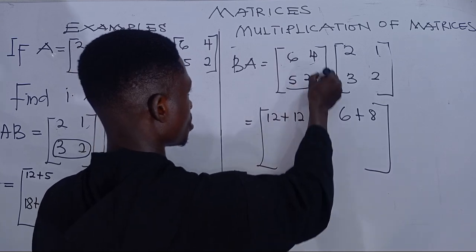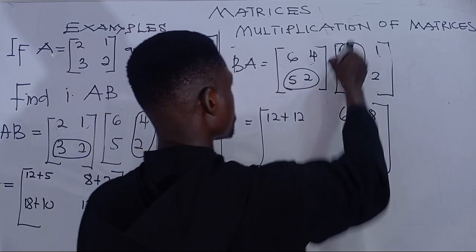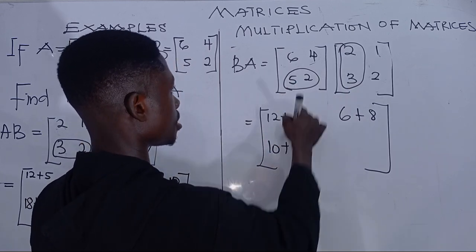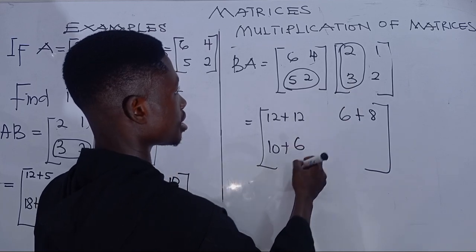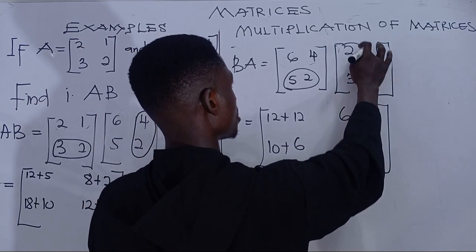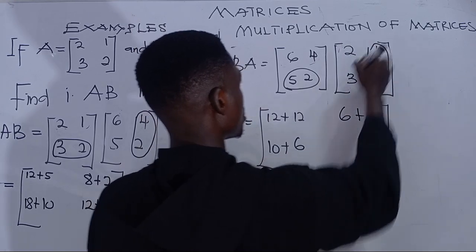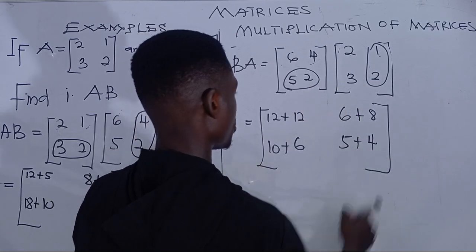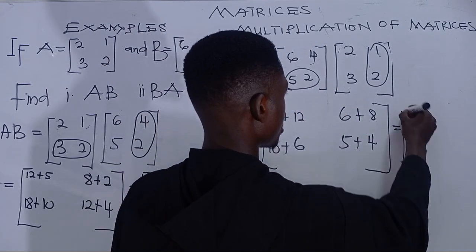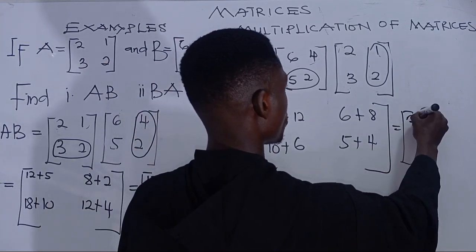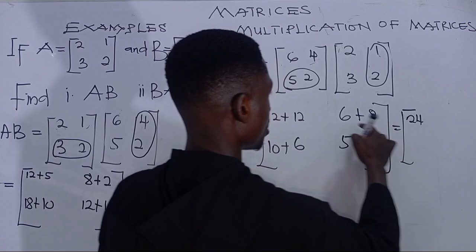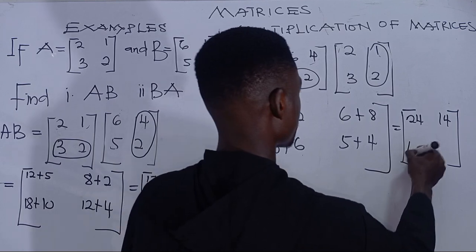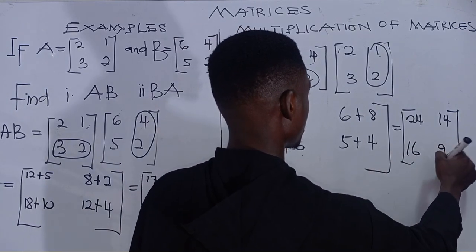So we move on to this. 5 times 2 will give us what? 10. 2 times 3 will give us what? 6. We are done with this as well. 5 times 1 will give us what? 5. 2 times 2 will give us what? 4. Now let's add them together. This will give us what? 24. This will give us what? 14. This will give us what? 16. And this will give us what? 9.